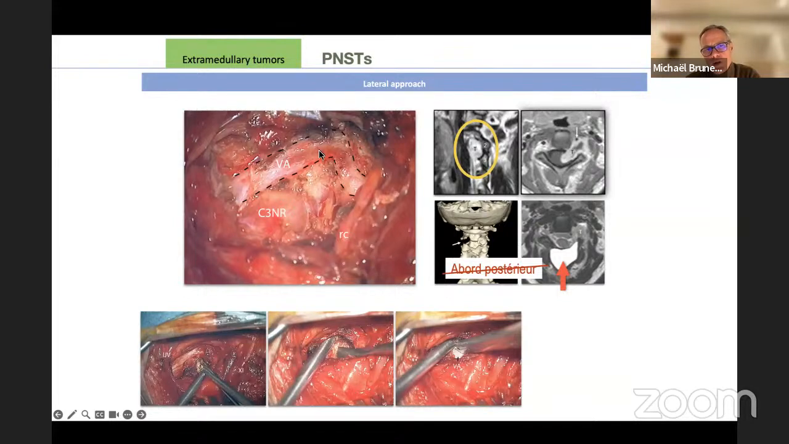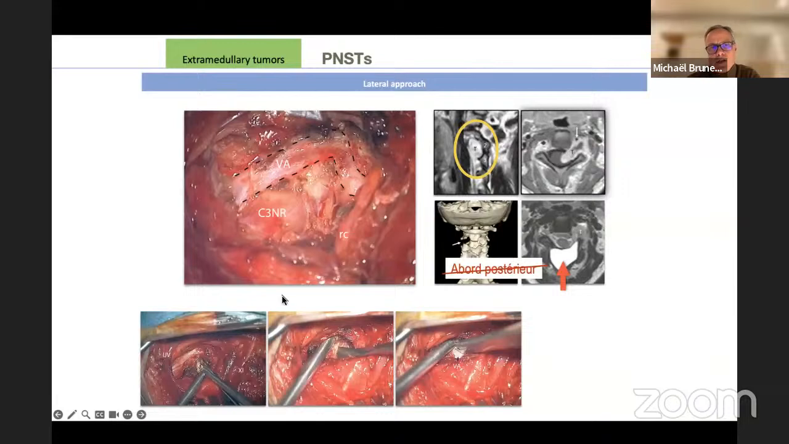And when you see the lateral approach, you see the exposure you have. This is the vertebral artery at the level of C3. This is the loop at the level of C2. The foramen is enlarged by the tumor, and by this lateral approach, you have access to all the structures after a superficial dissection of the vertebral artery.